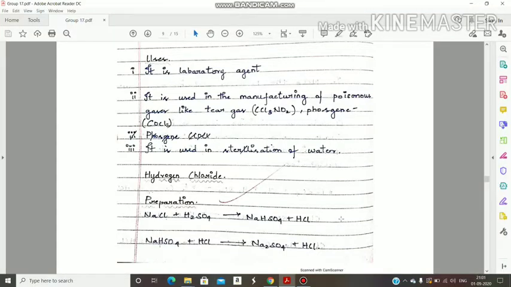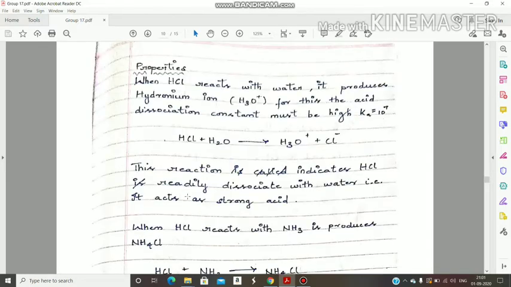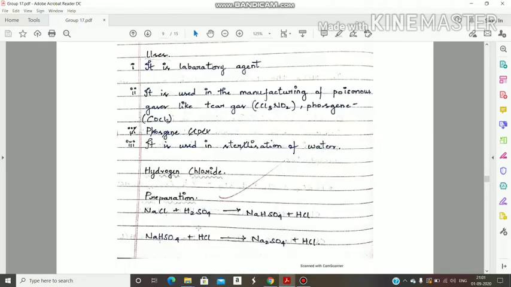Next topic is hydrogen chloride. That means we have to discuss its preparations and properties. Here the preparation methods are: when sodium chloride reacts with H2SO4, then we get NaHSO4 along with HCl.